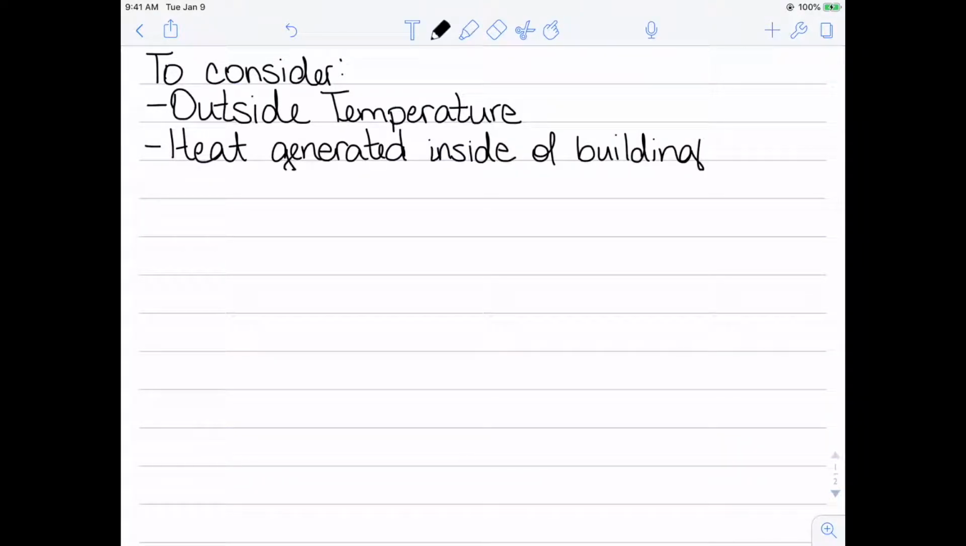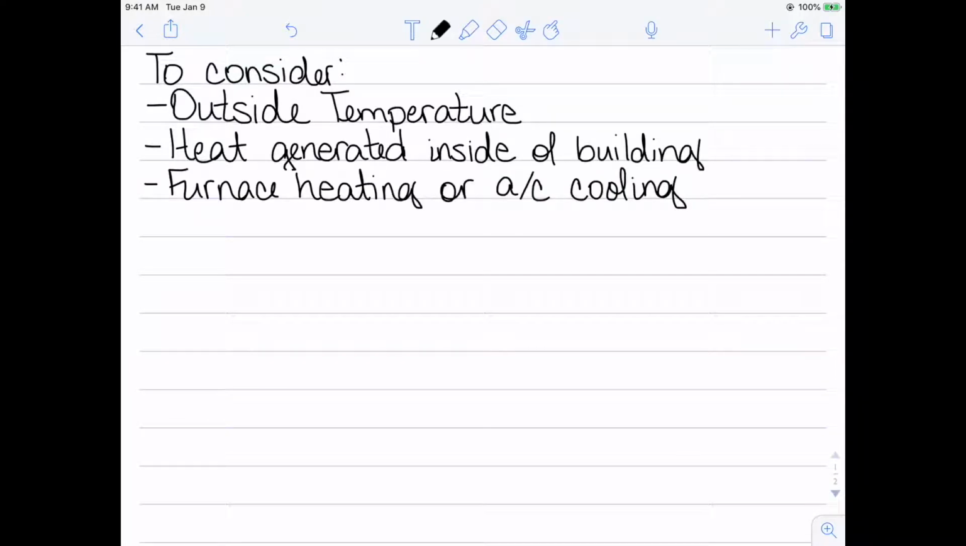Another thing we need to consider is the heat that's generated inside of the building, whether that be from the machines inside the building or the people inside the building, things like that. And then the third one, furnace heating or air conditioned cooling, to actually heat or cool the building. So in order to actually do this, we're going to want to answer 3 questions.